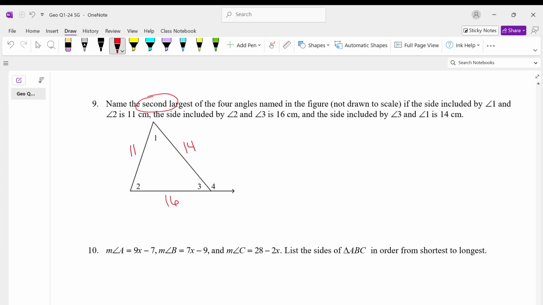All right. We need the second largest angle. Well, angle 4 is the largest in this picture. It's the only obtuse angle. Now, in this triangle, the longest side is opposite the largest angle. So 16 is opposite the largest angle. That's the largest angle in the triangle. So angle 4 is the largest angle in the whole diagram. The second largest angle is going to be angle 1.